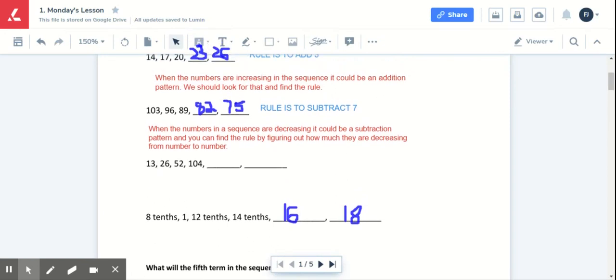So similar to number 1, we looked at our sequence and we were able to see that it was an addition problem. So we don't need to add any new notes, but we noticed that the numbers were increasing and we saw that it was an addition pattern, and our rule is to add 2 tenths.